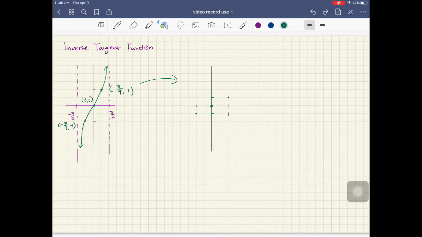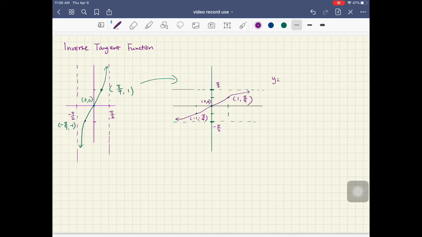Okay, so I'm going to connect them. However, before I connect them, I also need to write down my asymptotes from the original tangent graph. So my asymptotes are at pi over 2 and negative pi over 2. Okay, now I can connect everything. Since we didn't trim anything, we still have a continuous graph with 1, pi over 4, 0, 0, and negative 1, negative pi over 4, and the asymptotes at pi over 2 and negative pi over 2.